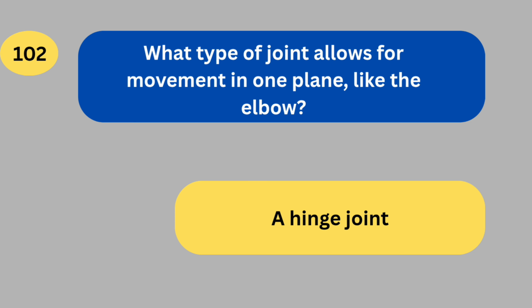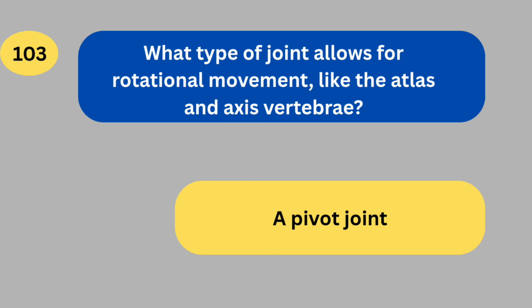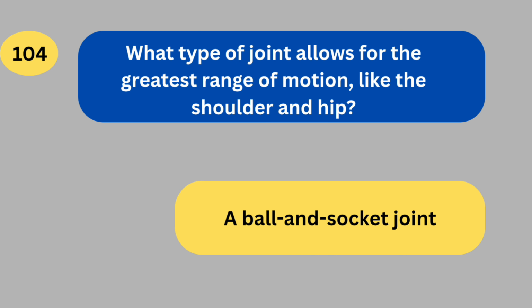Next question. What type of joint allows for movement in one plane, like the elbow? Answer: a hinge joint. Next question. What type of joint allows for rotational movement, like the atlas and axis vertebrae? Answer: a pivot joint. Next question. What type of joint allows for the greatest range of motion, like the shoulder and hip? Answer: a ball and socket joint.